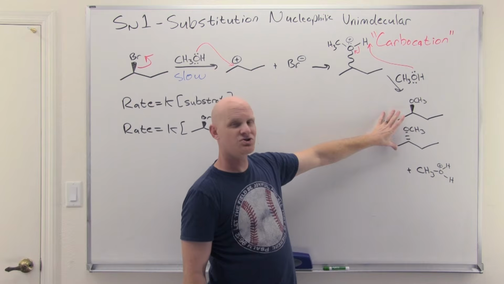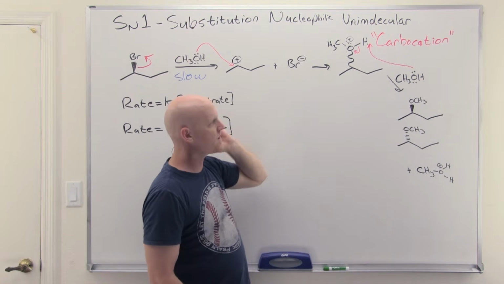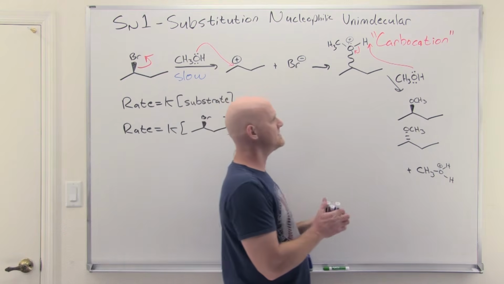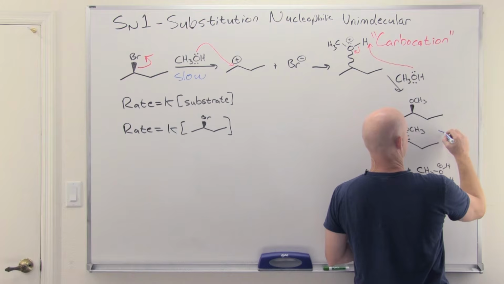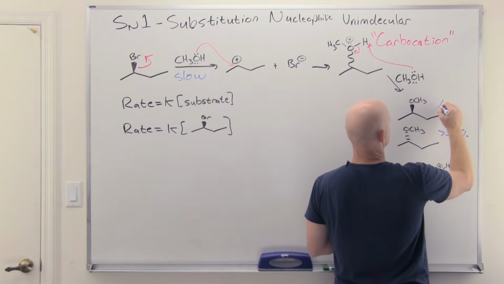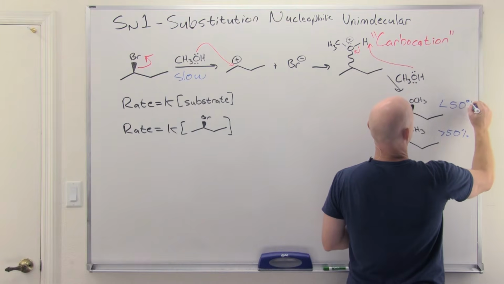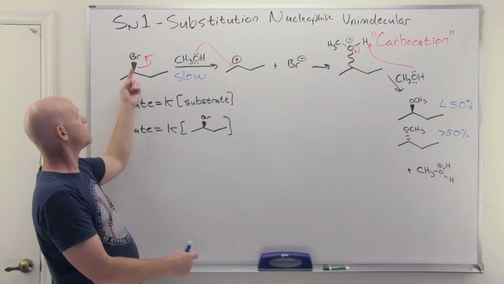Now, like I said, this is not a true racemic mixture because it's not exactly 50-50, it turns out. We're going to get a slight excess of the inverted product. In that case, that's this one down here. So a little higher than 50%. And of the retained stereochemistry, we're going to get a little lower than 50%. So it turns out that bromine here is leaving from the wedged position.